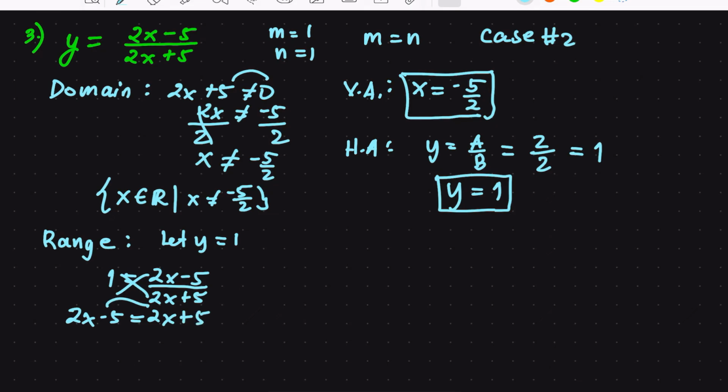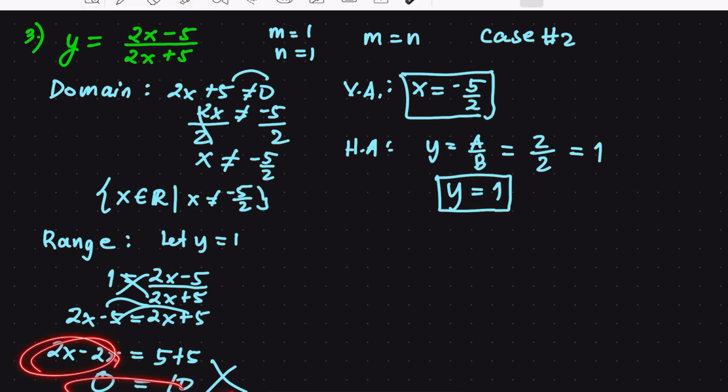Solve for x. So, magiging 2x minus 2x is equal to 5 plus 5. Yung negative 5, magiging positive 5. So, 2x minus 2x, that is 0. 0 is equal to 10. Bakit? Wala tayong na-solve na value ni x, tapos 0 is not equal to 10 yan. Okay? So, nawala yung variable x natin. Kung nawala yung variable x natin, walang kapartner yung 1.